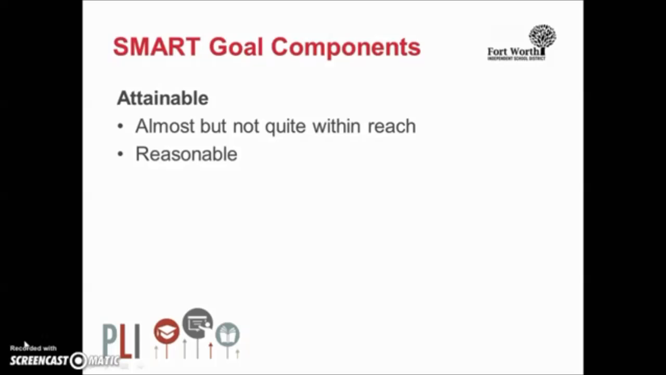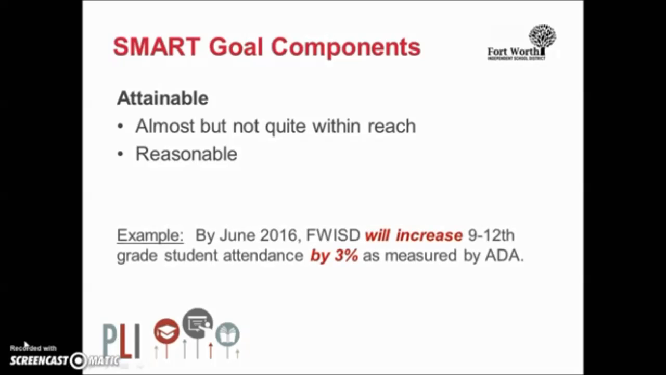Next is the A, which stands for attainable. As we develop our SMART goal, we want to make sure it is attainable, but also makes us stretch a bit, meaning that it is almost but not quite within reach. This goal is going to make us work hard. It must also be reasonable. Let's look back at the example. It has been determined that a 3% increase is attainable and reasonable.